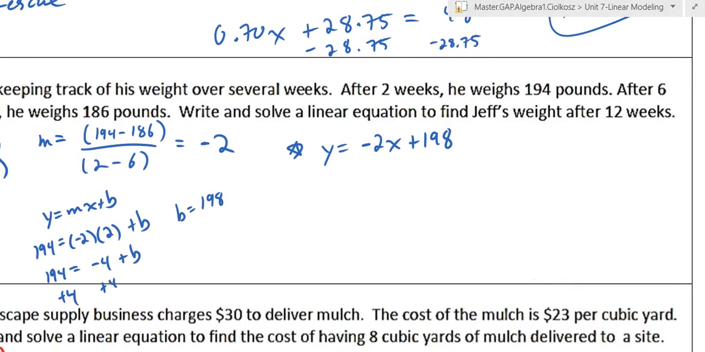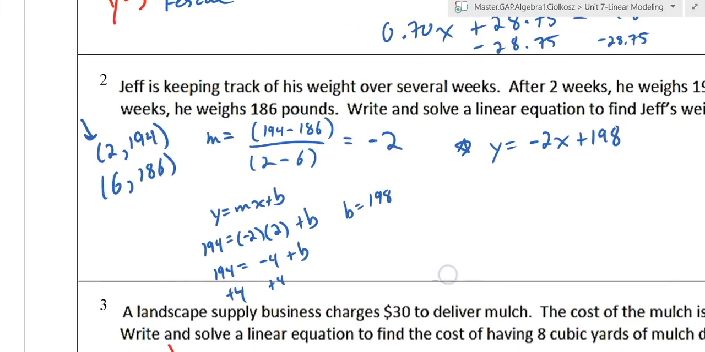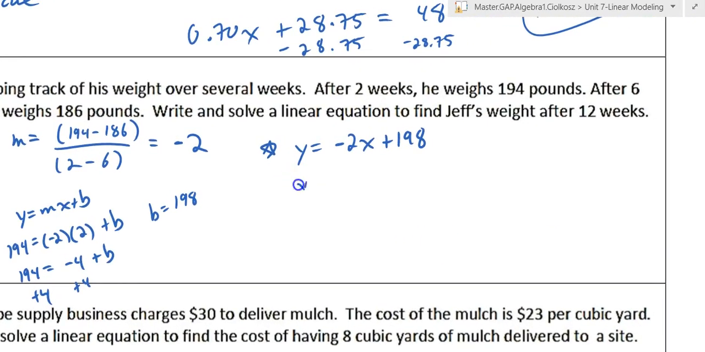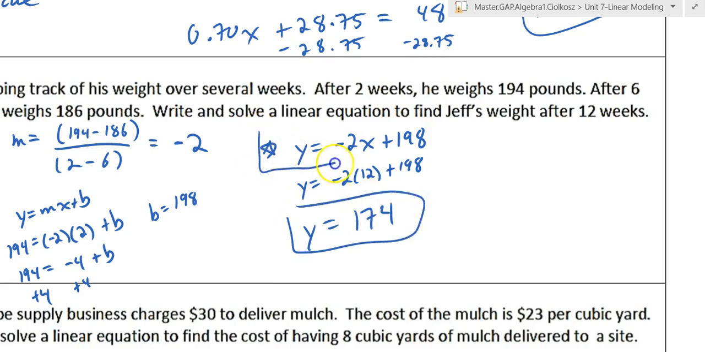After 12 weeks, well, that weeks we seem to put first as our x's. So I can go ahead and plug that in now. So that gives me 174. So these would be my answers here.